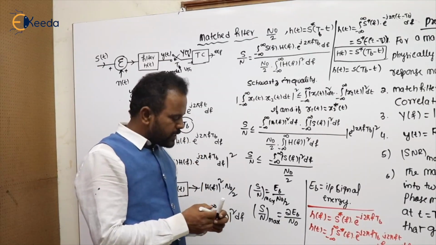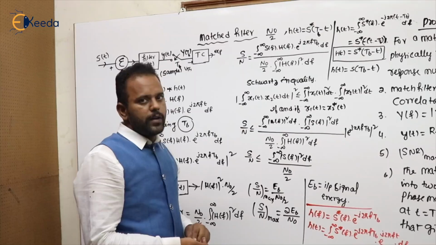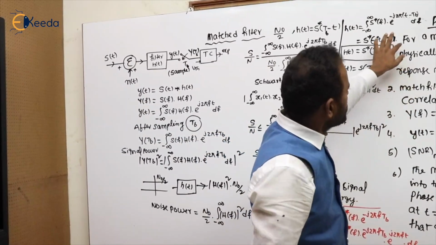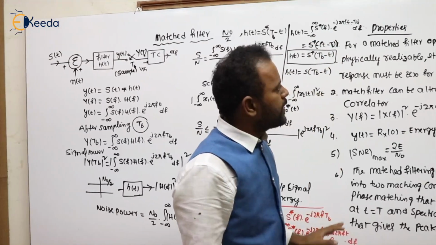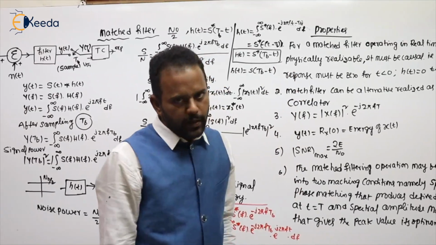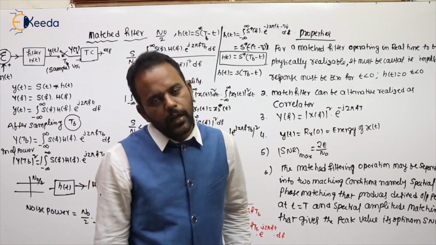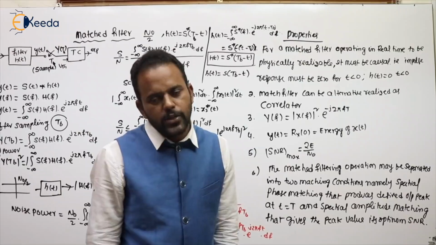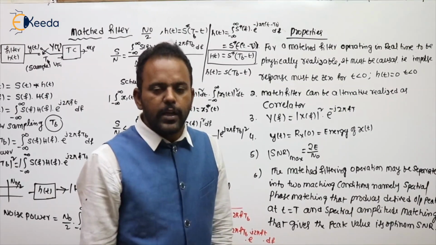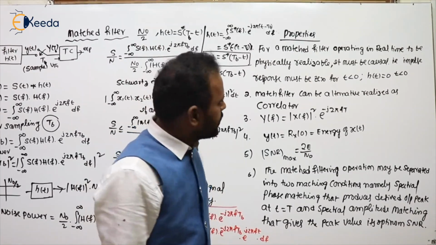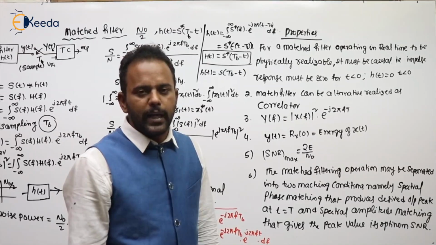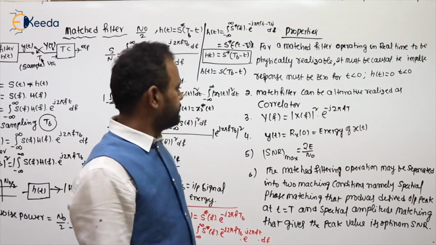Some of the properties of the matched filter you have to understand. Coming to the properties, the first property is, for a matched filter operating in real time, it should be physically realizable. When it will be physically realizable, it should be causal. Causal means what is the condition? The condition is h of t equal to 0 for t less than 0. Second point, the matched filter can be realized as a correlator.